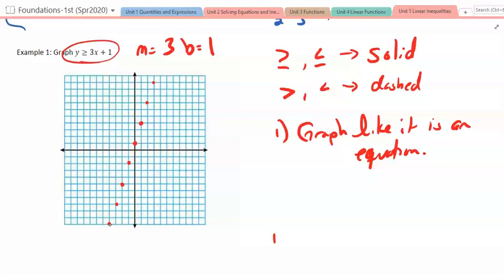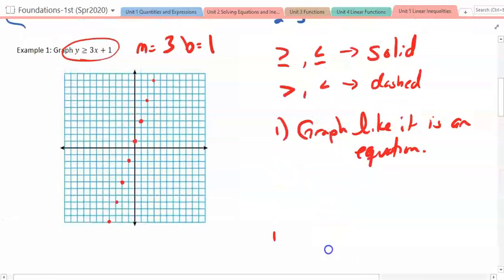Because here's the issue. Once we draw this line, we're going to have shading on one side of the line or the other, because the shading represents where the solutions will happen. Now, I'm going to give you a couple little ways to understand where the shading will be in these problems. But let's talk about step 2 first.